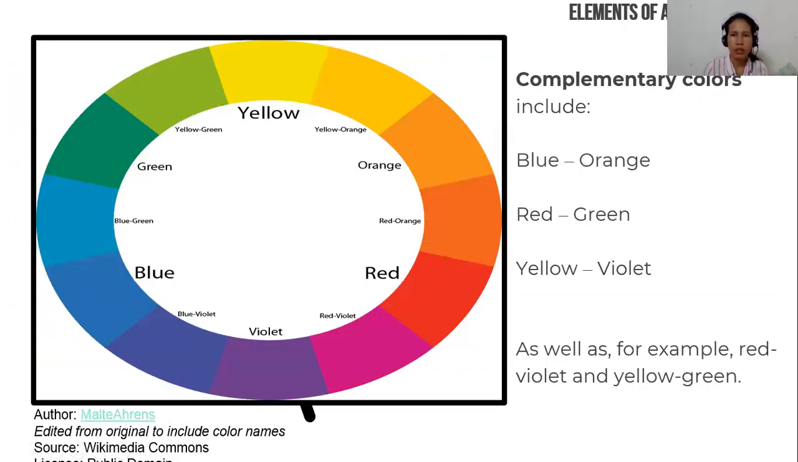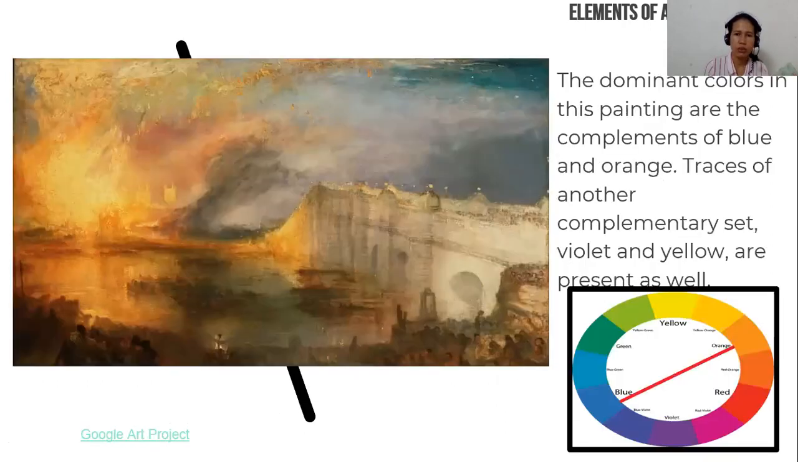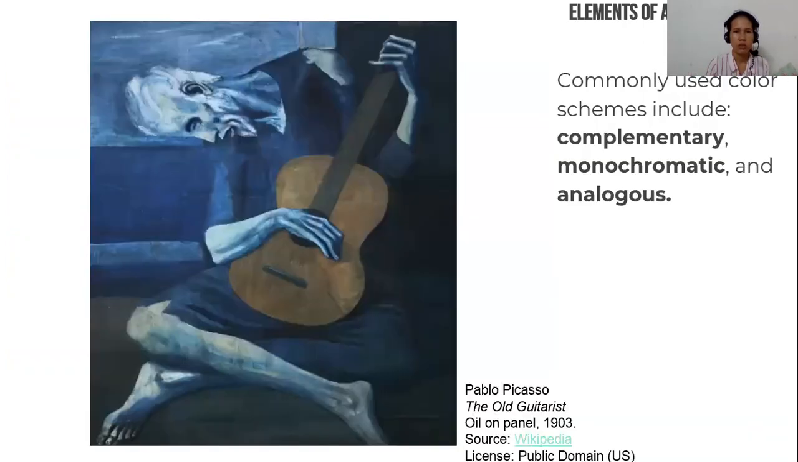So complementary colors include the blue and orange, the red and green, the yellow and the violet. Okay? And also example red-violet and yellow-green. So yan nga, nakita natin dyan sa example ng work na yan, no? Kung paano kinumbine yung mga colors na yan in this particular artwork. Okay? And this is another example from which we are going to talk about next meeting.